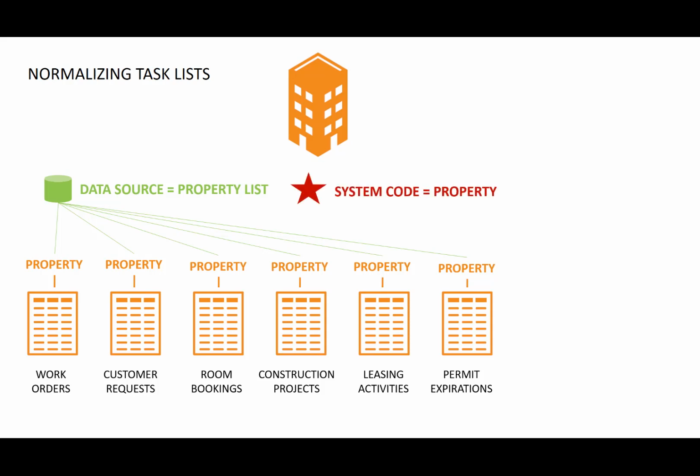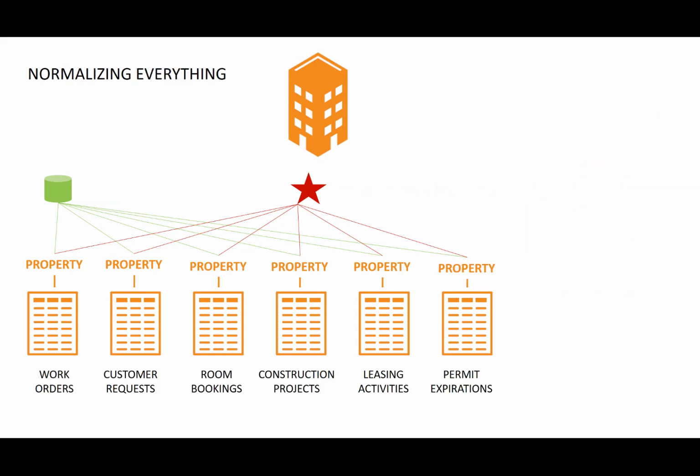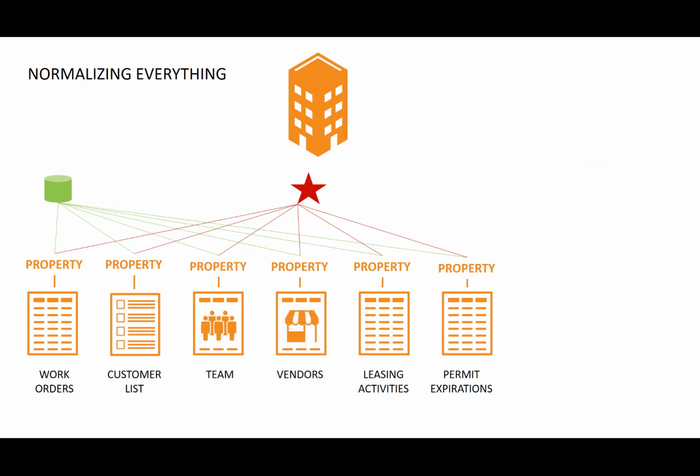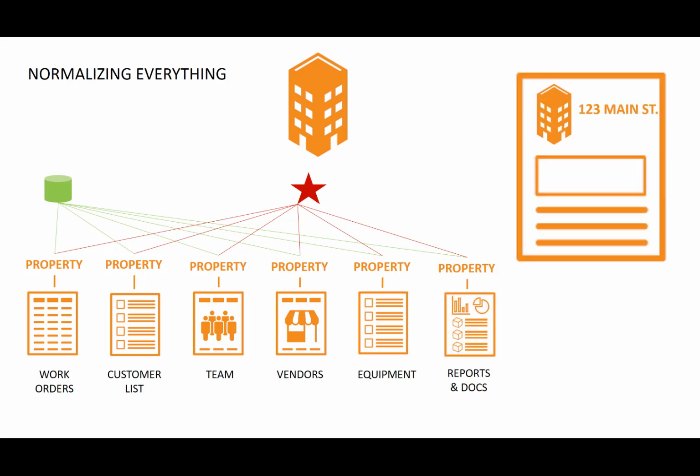So what we do is we create a system code and we connect it to all of those lists. Once we've done that, we can roll up all the tasks of any different type into one common list organized by property. It's not just task lists that we can keep track of. There's things like customers and the team associated with the property and the vendors you're using, maybe equipment that's on site and documents and reports that relate to it. We can roll all those things up as well because we have a common system code indicating that they relate to one property.